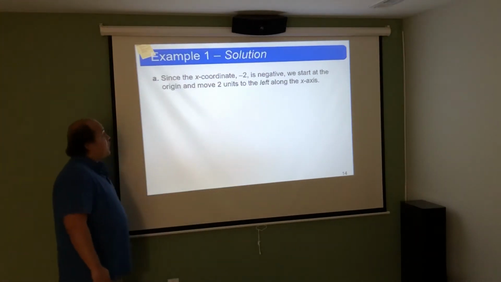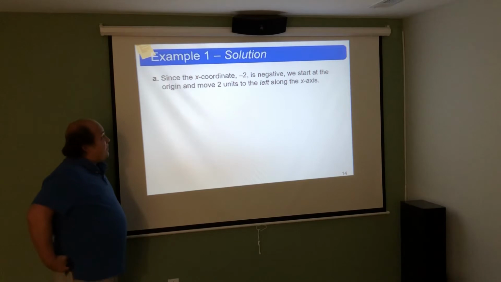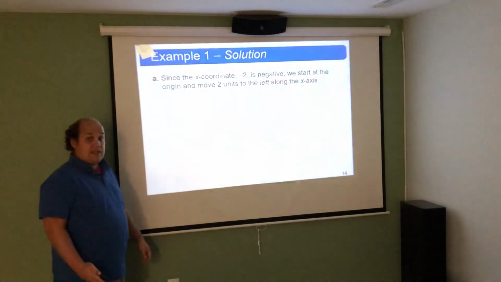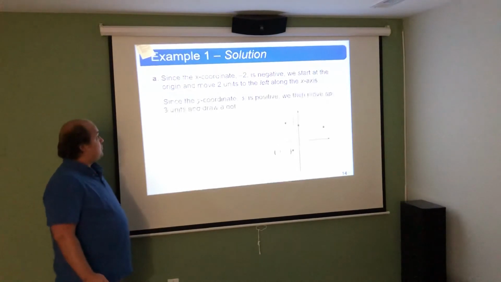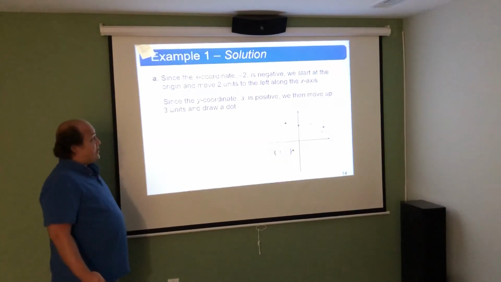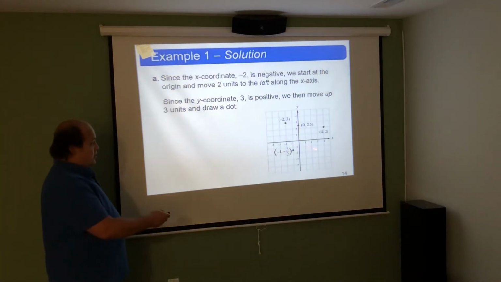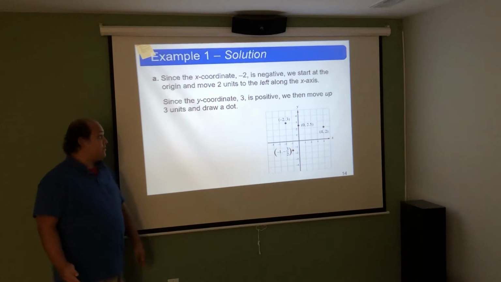So for the first one, the x coordinate is negative 2, so we're going to start at the origin and move 2 units to the left. Since the y coordinate 3 is positive, we're then going to go from where we moved 2 units to the left and move up 3 units. So we start here at the origin, we move 1, 2 to the left, and 1, 2, 3 up. There's our ordered pair, negative 2, 3, where we would plot it on the coordinate plane.